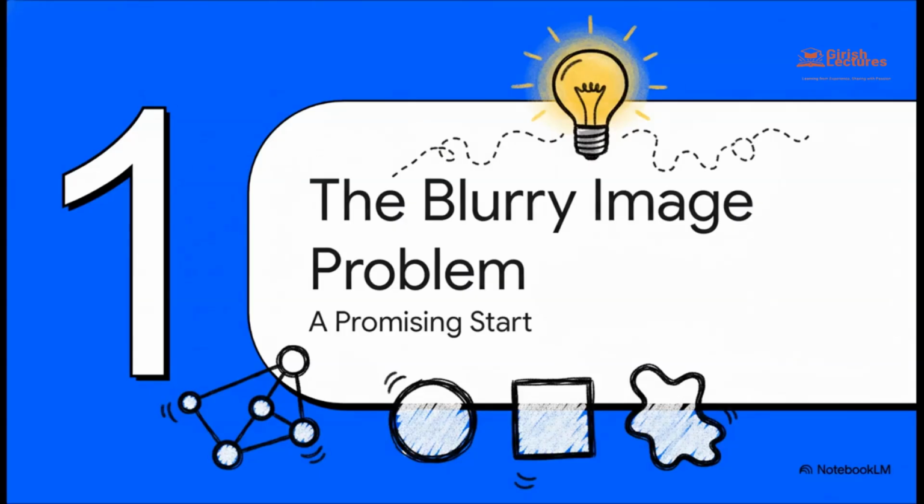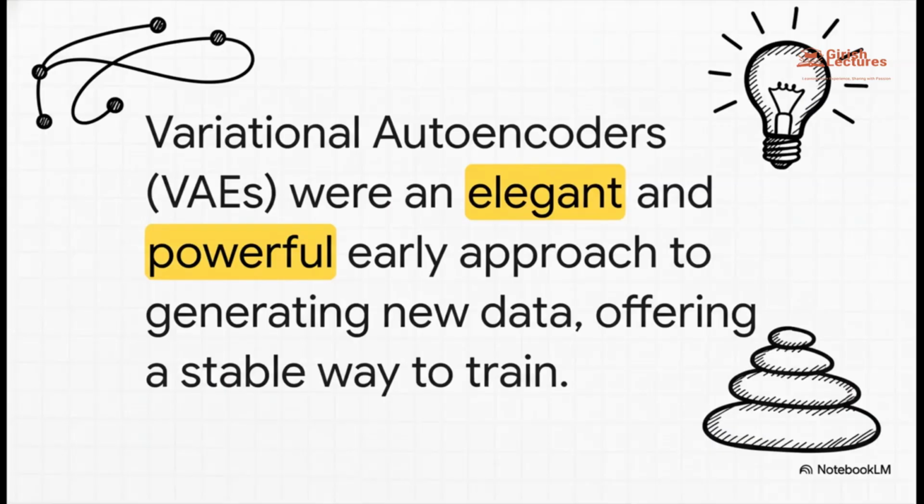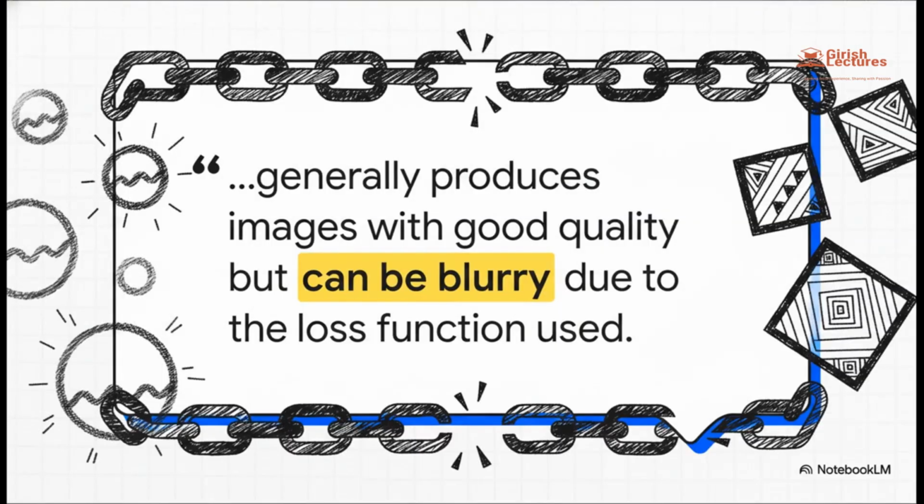And that brings us right to the hero, or maybe the anti-hero of our story, the Variational Autoencoder. It was a truly brilliant idea that had this one very fuzzy and very noticeable flaw. You have to remember, back in the early 2010s, VAEs were a huge deal. They were one of the first technologies that could actually generate new data from scratch. They were elegant, they were powerful, and they were stable to train, which was a massive breakthrough at the time. They could literally dream up new images. But they had this one persistent problem.